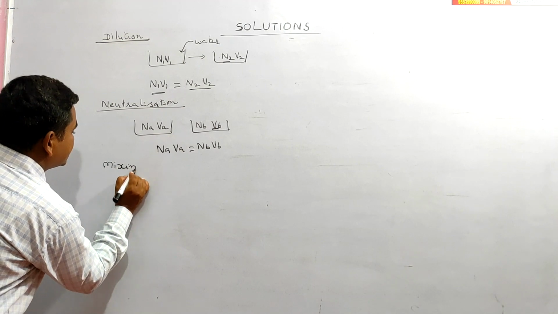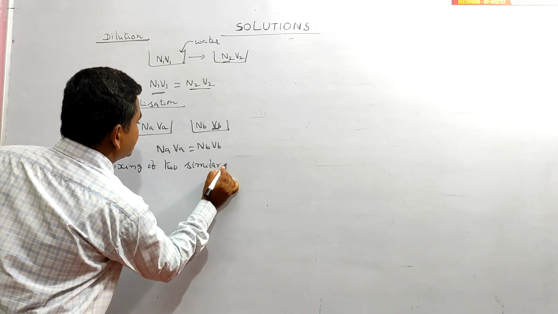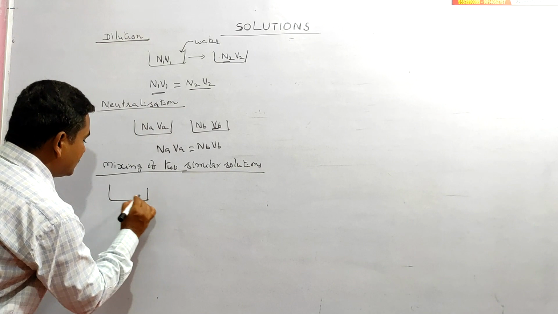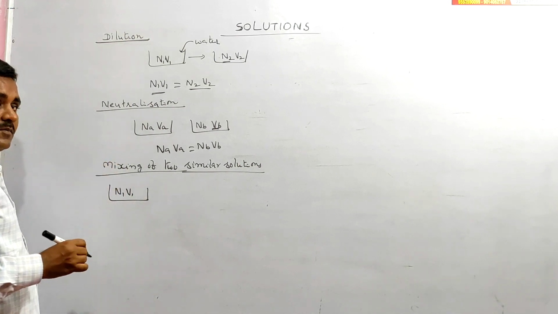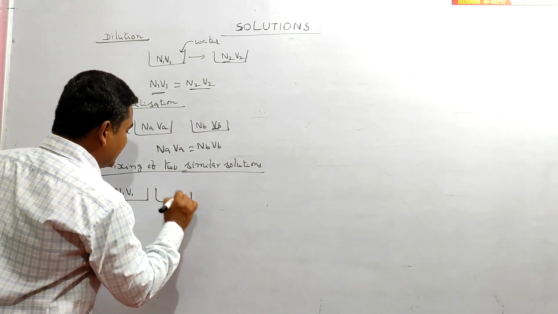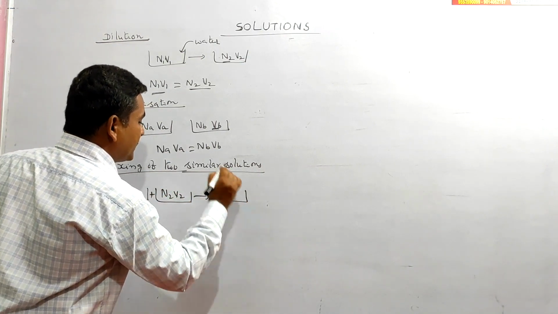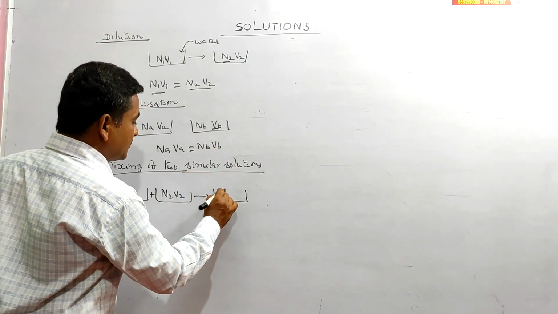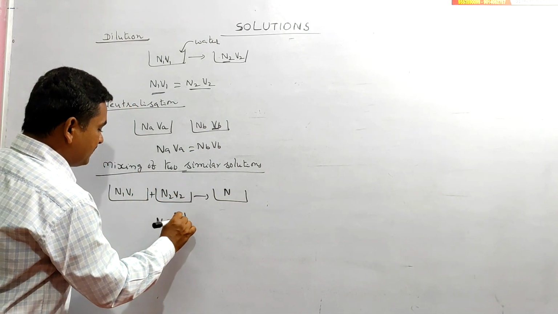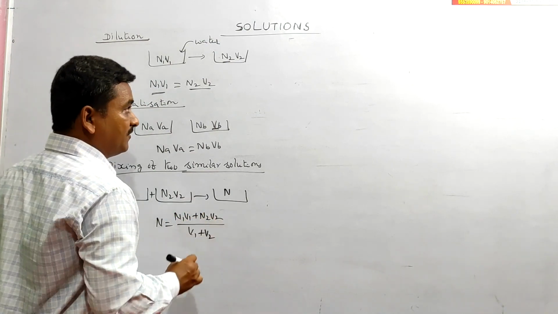Now let us see mixing of two similar solutions. Two same solutions. That means if it is hydrochloric acid, another solution will also be hydrochloric acid of different concentrations and different volumes. These two are mixed together. What is the normality of resultant solution? And how this can be calculated is N1V1 plus N2V2 by V1 plus V2.